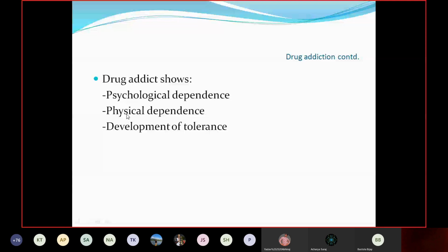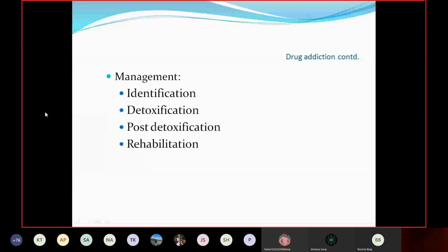And another is physical dependence. When the drug is withdrawn, the patient shows withdrawal symptoms, which we call physical dependence. Sometimes they show irrational and violent behavior also, and symptoms like diarrhea, nausea, watery eyes or nose; these are signs and symptoms we can observe. And development of tolerance: there is a tendency to keep increasing the dose. So these are the criteria which define whether a particular person is a drug addict or not: psychological dependence, physical dependence, and development of tolerance.